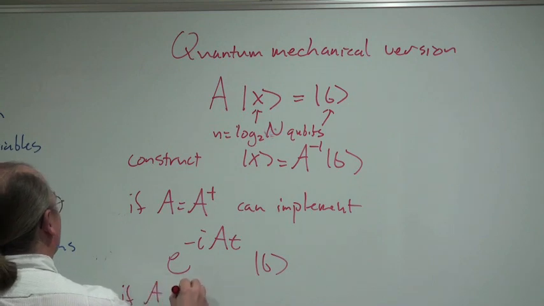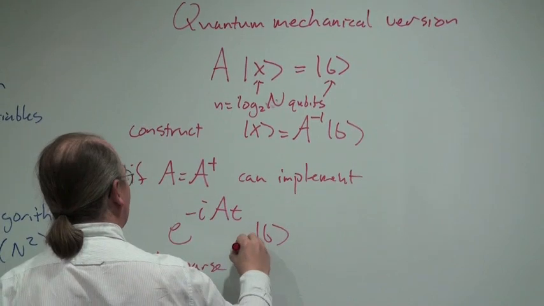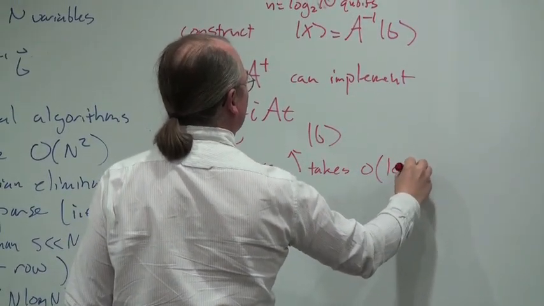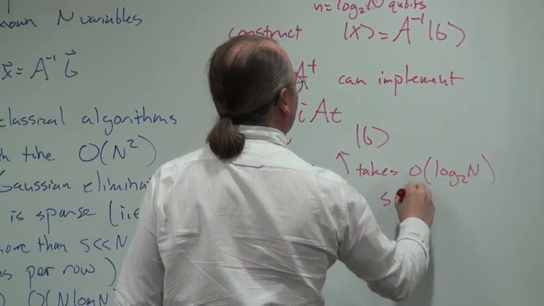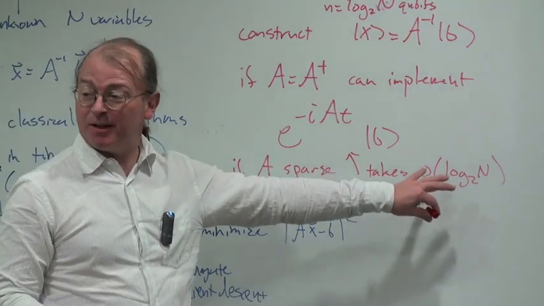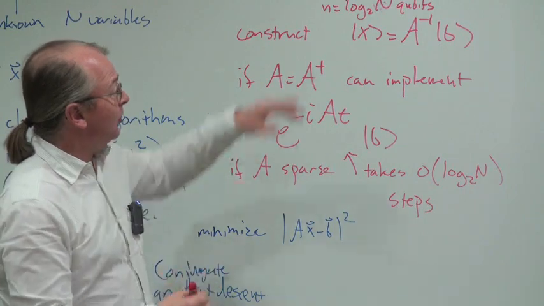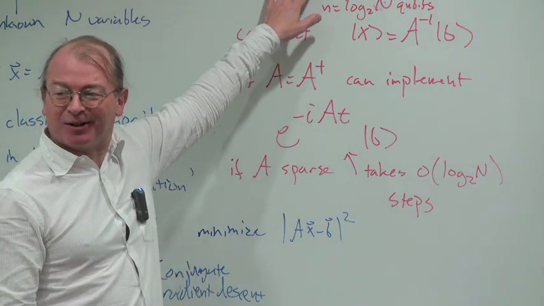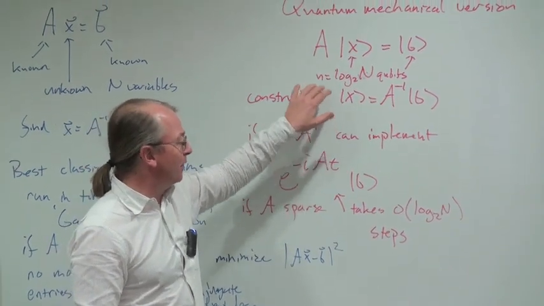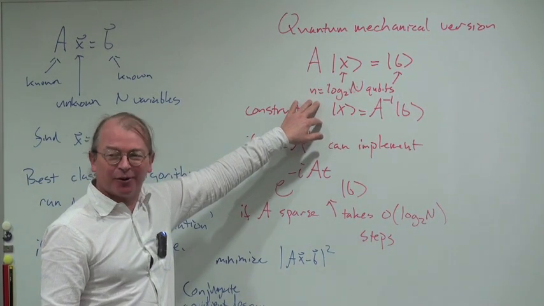If A is sparse, so we're going to look at the sparse case, and I'll tell you about the non-sparse case later, then this exponentiation takes order log to the base 2 of n steps on a quantum computer. So actually we really have a fighting chance here. I'd like to point out how bizarre it is that we could in fact solve this problem using only logarithmic resources, right?